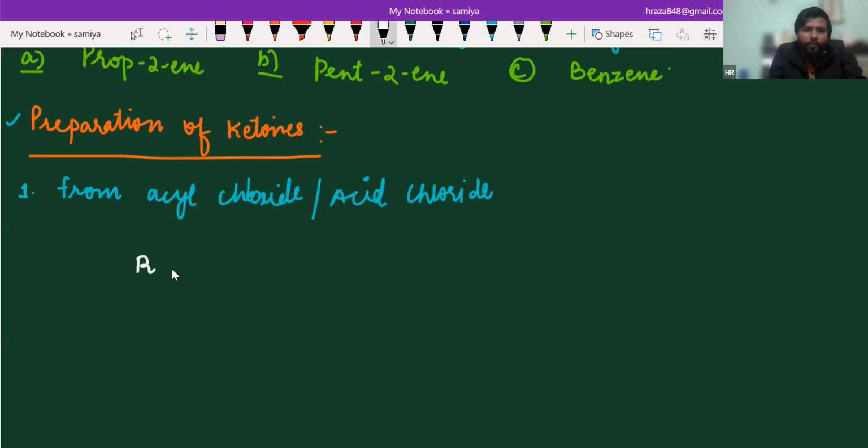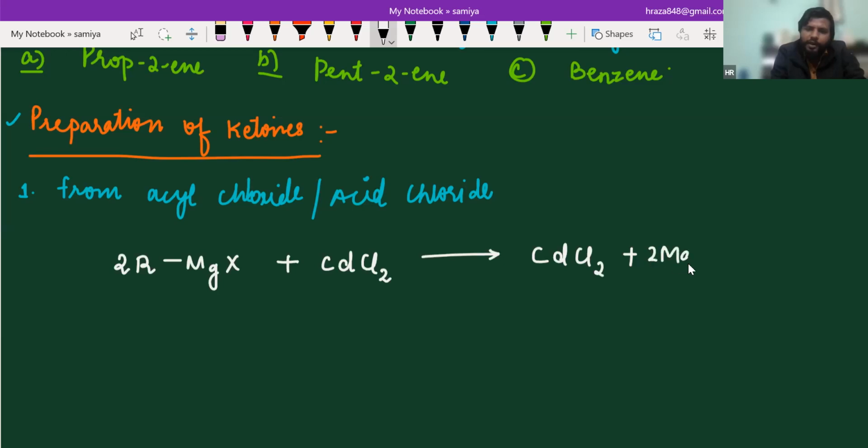First, we need to prepare dialkyl cadmium. In order to prepare this dialkyl cadmium, we have to take RMgX, which is a Grignard reagent, with cadmium chloride, 2 moles of this, and this will easily form CdCl2 and then 2 MgXCl.